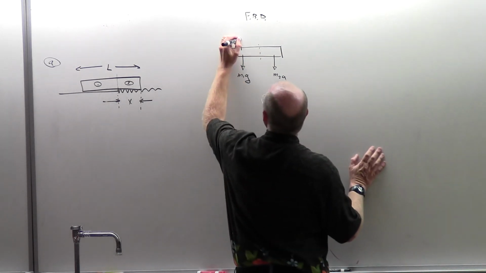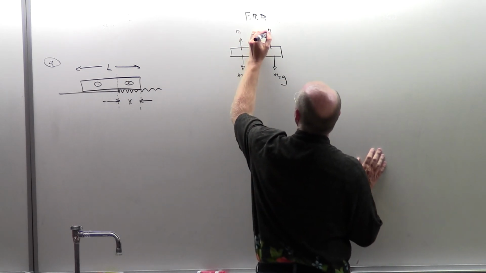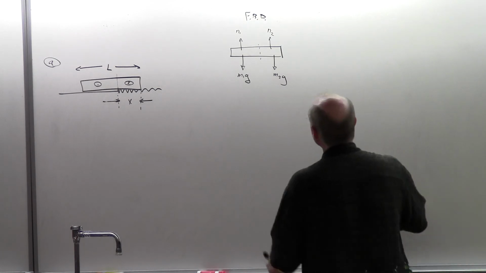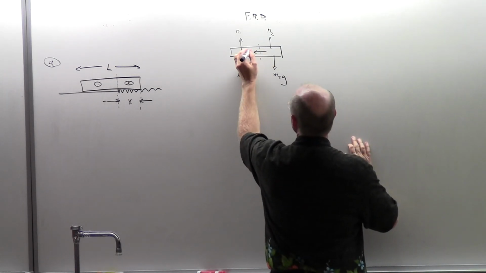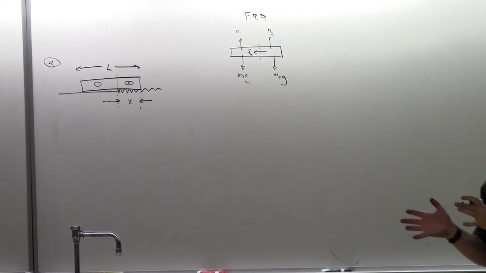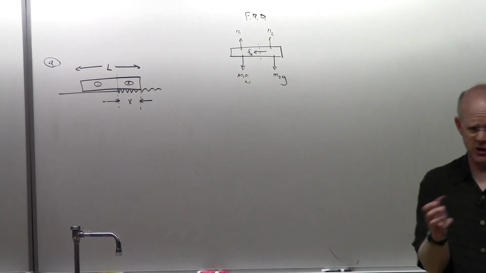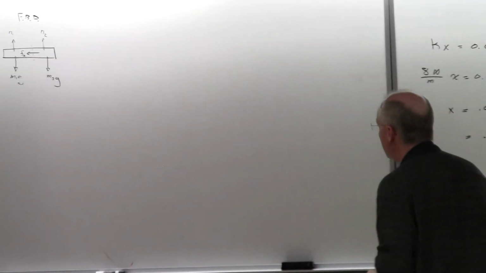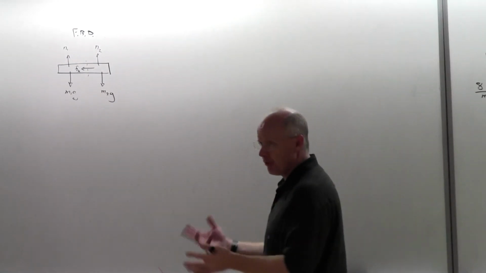So then there would be a normal N1 and there would be a normal N2. It looks like then there would be a friction only on what I would call the second piece. And so I'm not even going to call it friction 2. There's no point in saying friction 2 because there's no friction 1. But that would kind of be my free body diagram.